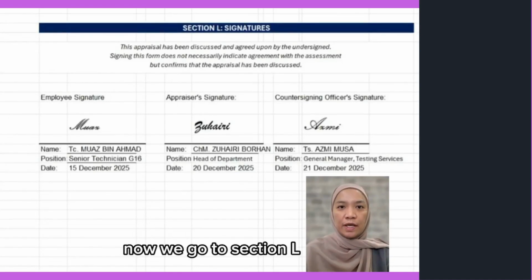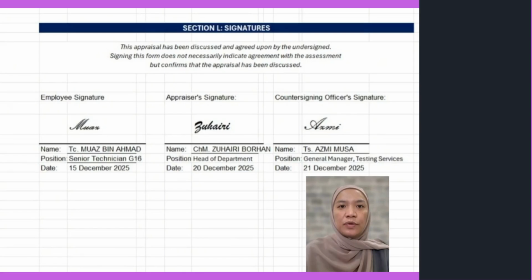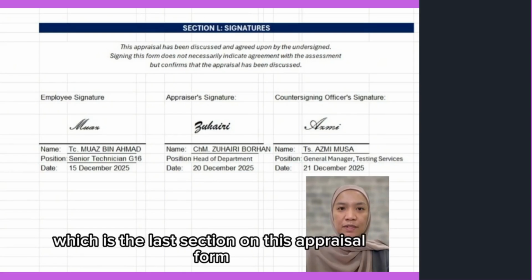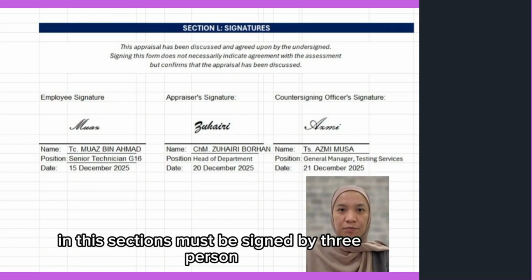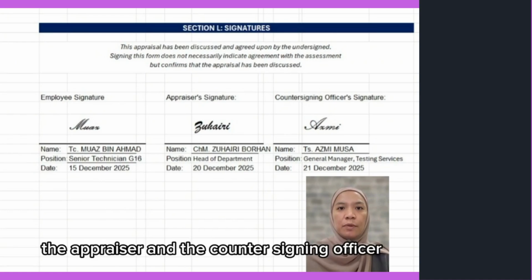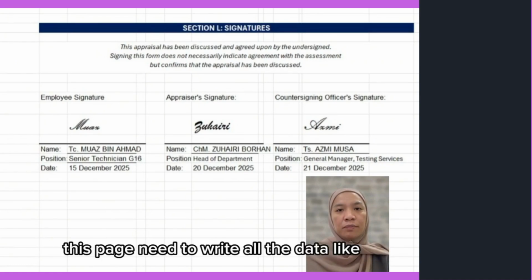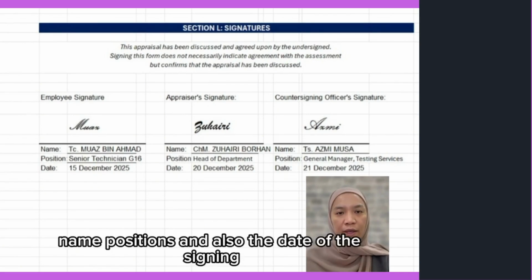Now we go to section L, the signatures part, which is the last section on this appraisal form. This section must be signed by three parties, which are the employee, the appraiser, and the countersigning officer. This page needs all the data like name, position, and also the date of signing.